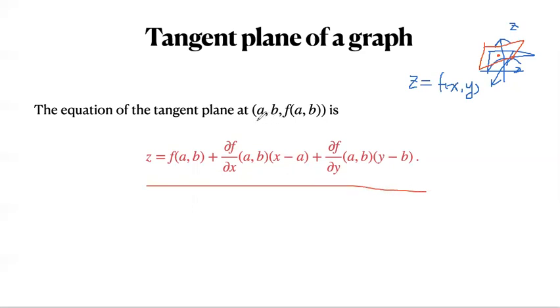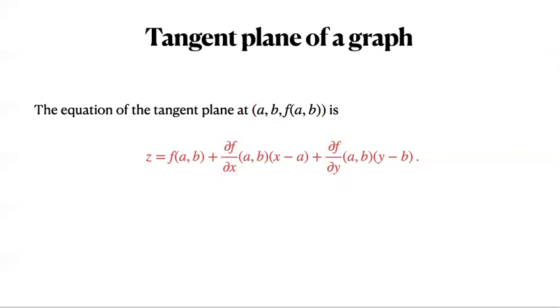Here, if we find the tangent plane at this point, a comma b comma f of a comma b, then we can calculate it by finding the partial derivatives here and putting a, b, and f of a comma b here.